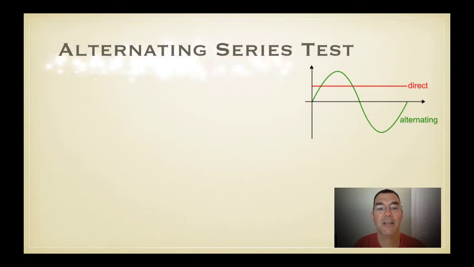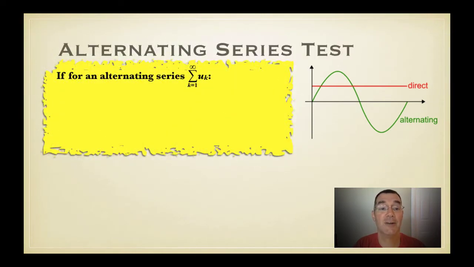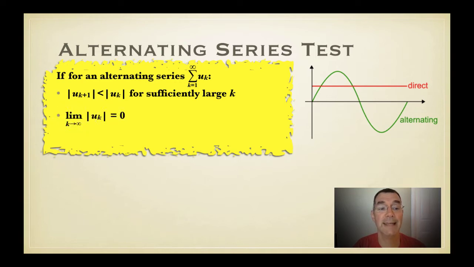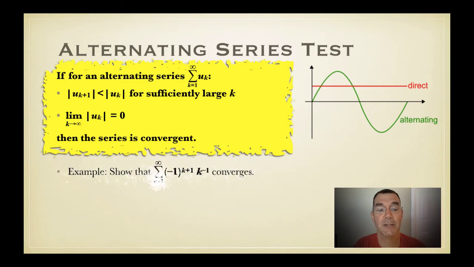All right, and then I have the alternating series test. If I have an alternating series, meaning that the terms change sign with every term, so one term is positive, the next term is negative, the next term is positive, and so on, and it keeps changing sign. Well, let's say that the absolute value of the next term is always less than the absolute value of the term that came before it. And if the limit as k goes off to infinity of those terms approaches 0, then the series is convergent.